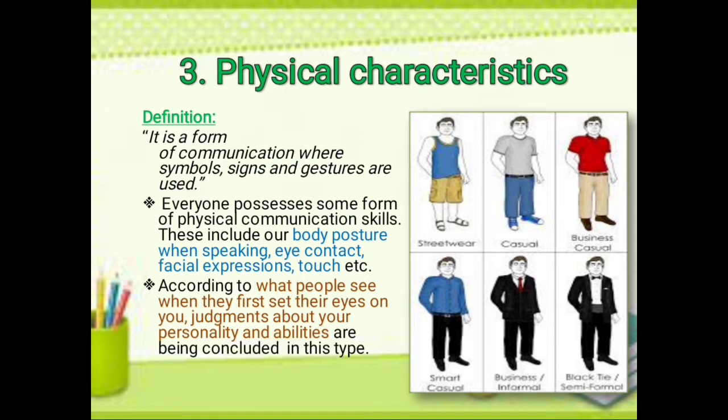So now here there are some pictures. Like the first one is streetwear, casual, business casual, smart casual, business informal, and black tie semi formal. So this is all about physical characters, and we always judge any person by his clothes too, by what he wears. So this all comes in physical characters.